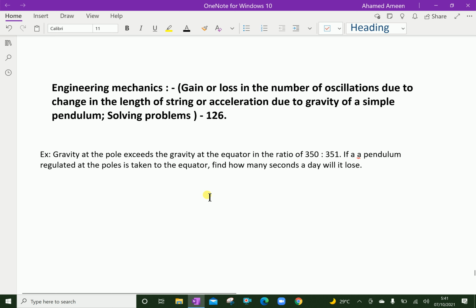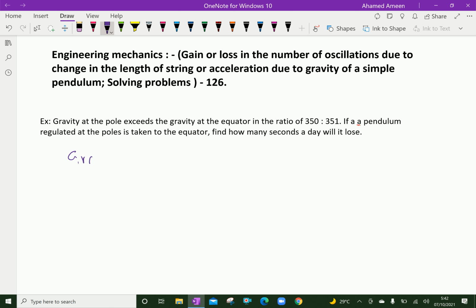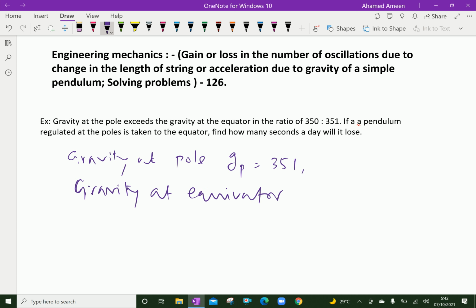Here are the given things: gravity at pole, Gp, is 351, and gravity at equator, Ge, equals 350.